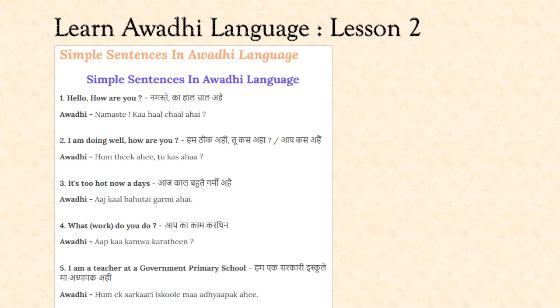Third is it's too hot nowadays. आजकल बहुत गर्मियाँ है. आजकल बहुत गर्मियाँ है.